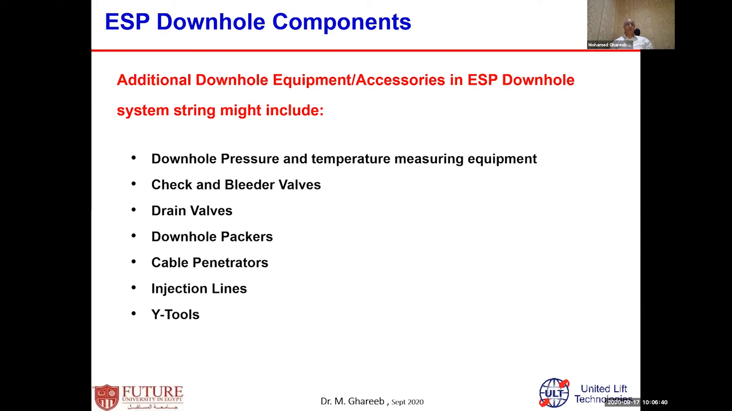There are what we call check valves, or bleed valves. Why do I use check valves or non-return valves for an ESP? I don't need the fluid to go down and flow back into the well. Remember, an ESP is a centrifugal pump. When the motor is turned, the seal is rotated, the intake rotates, and the pump produces the fluid going to the surface. Then everything is open and connected to the surface.